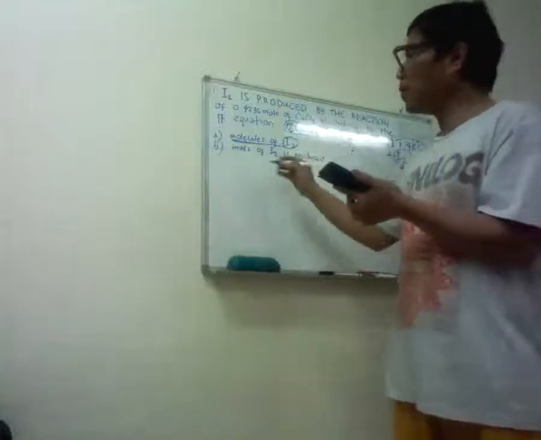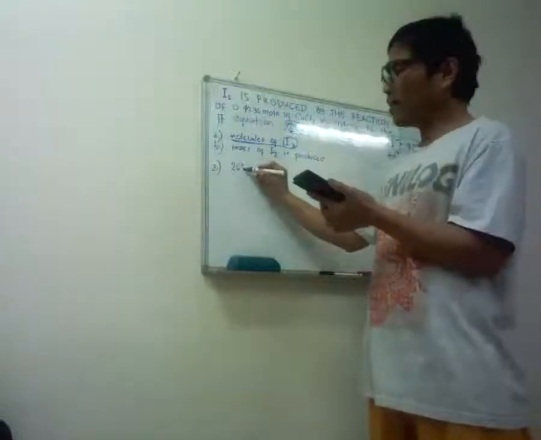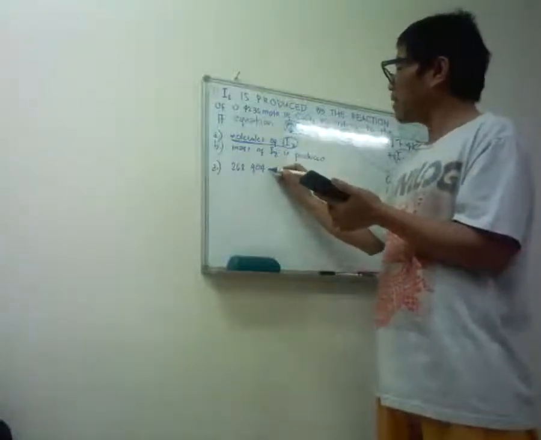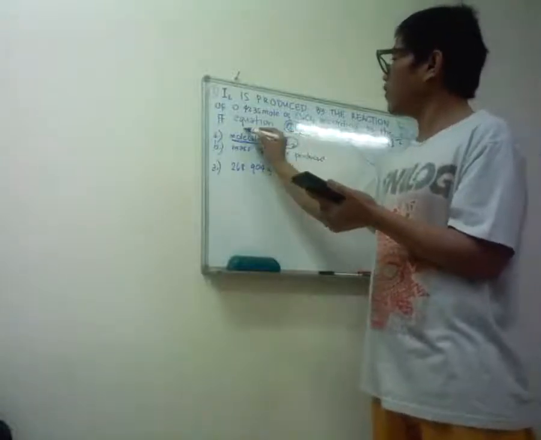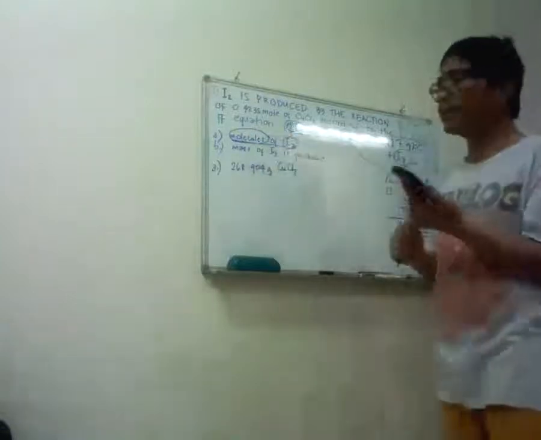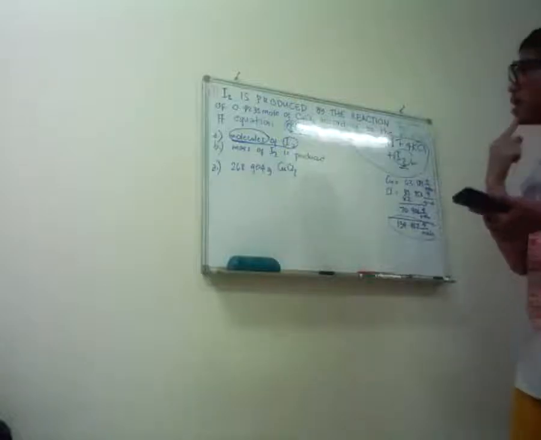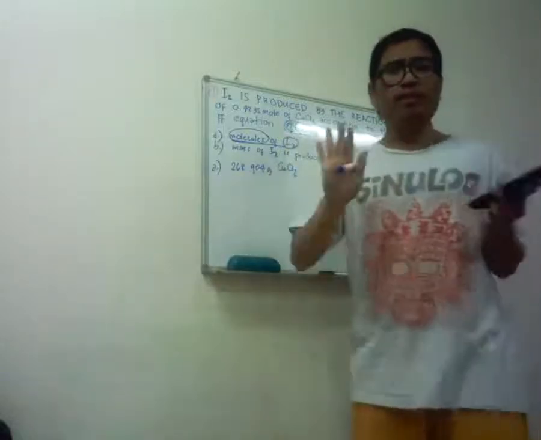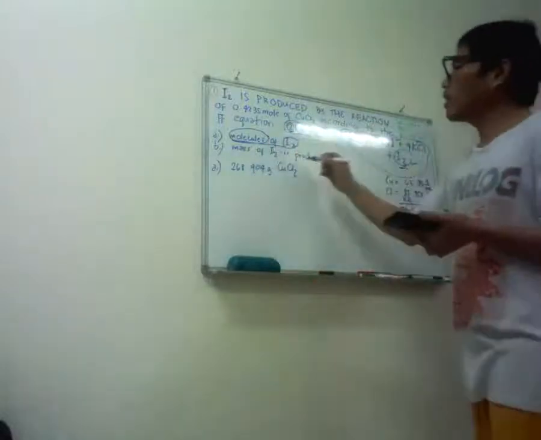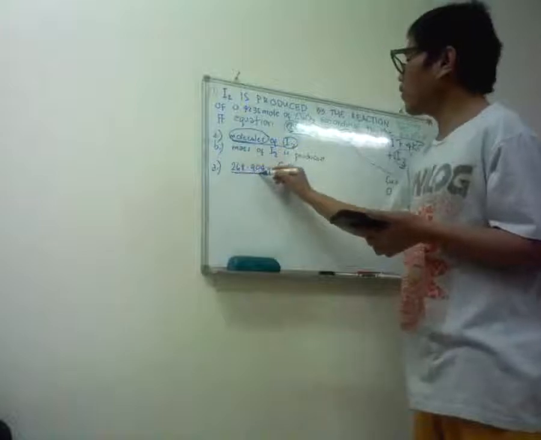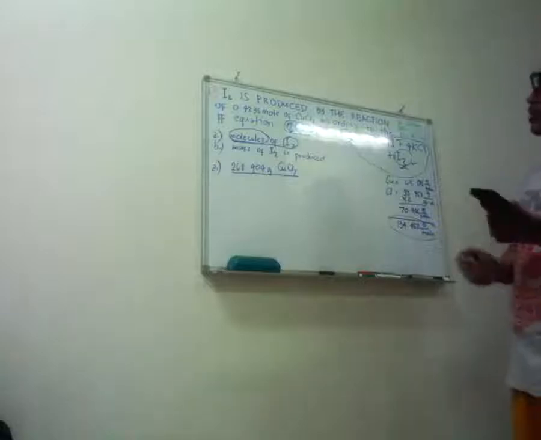Okay, because there's no other space. So, we still have letter A. So, 268.904 grams of cuprous chloride. Since we are asking for the molecule, how can we do that? Okay, how can we do that? Asking for the molecule. Okay. So, let's see. 268.904 grams of cuprous chloride. Okay? Ganon.